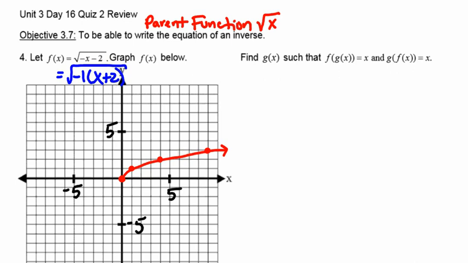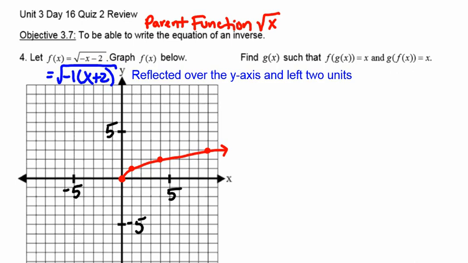So if we think about what this looks like graphically, when you reflect it over the y-axis, the inputs change. So we have inputs now at 0, 0, negative 1, 1, negative 4, 2, and negative 9, 3. We also have to take those and move them to the left 2 units from where they are right now. So all these points in blue are going to get shifted to the left 2 units. And those are the ones in green. This is what makes up our equation for f of x.